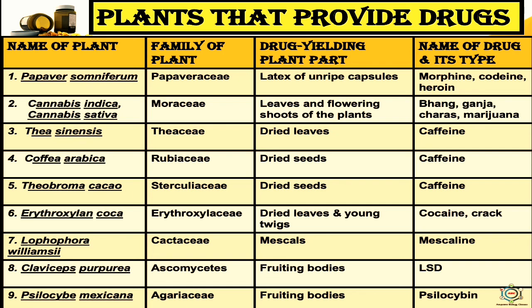So this is all about the types of drugs. This is the end of the video in which we learned about the types of hallucinating drugs, which are psychotropic and psychedelic drugs, and their effect on the body.